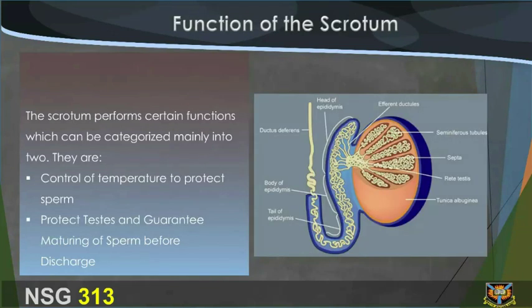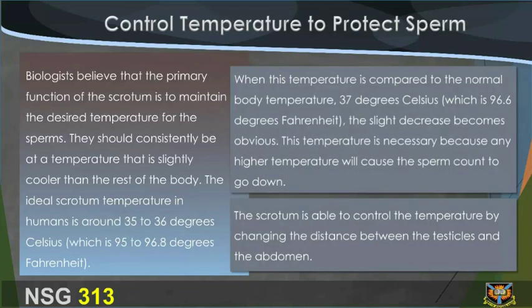The scrotum performs certain functions, which can be categorized mainly into two. They are control of temperature to protect sperm, and protecting the testes and guaranteeing maturing of sperm before discharge. Control temperature to protect sperm. Biologists believe that the primary function of the scrotum is to maintain the desired temperature for the sperm. They should consistently be at a temperature that is slightly cooler than the rest of the body. The ideal scrotum temperature in humans is around 35 to 36 degrees Celsius, which is 95 to 96.8 degrees Fahrenheit.